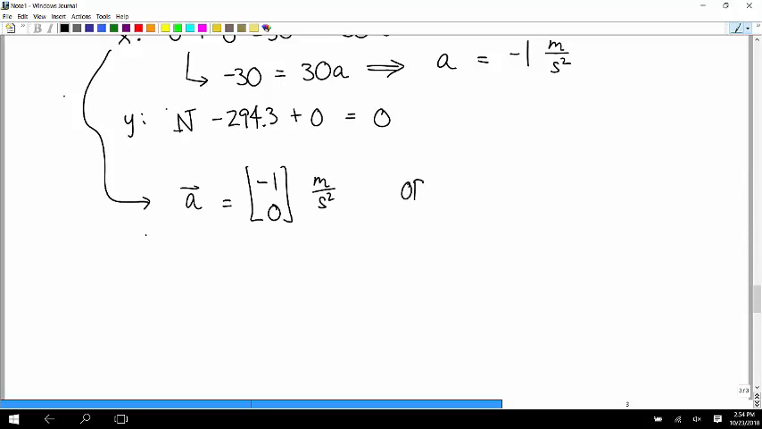Or you can also write it, another way to write the vector, is give the magnitude and the direction. It's in the negative x direction with a magnitude of 1. So you could write it as an arrow that way with a magnitude of 1 meter per second squared. Those are equivalent.